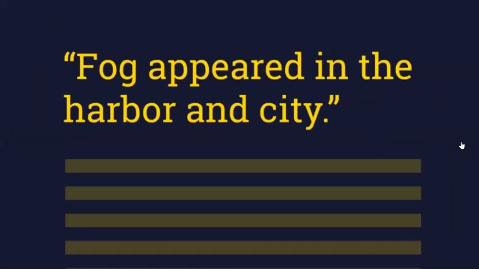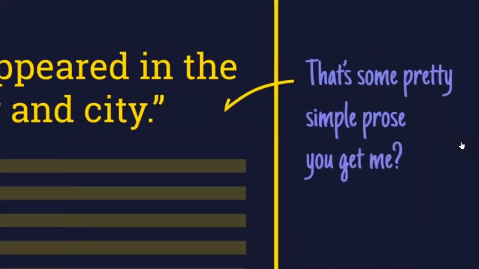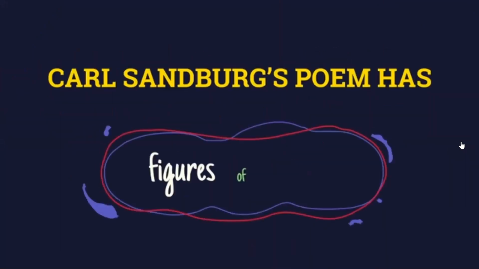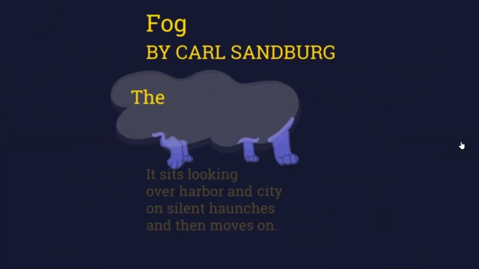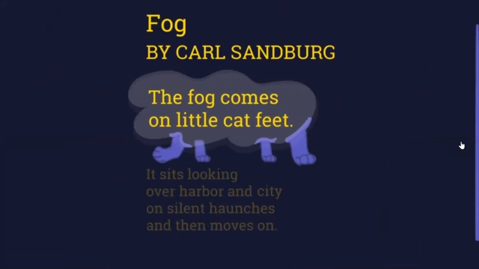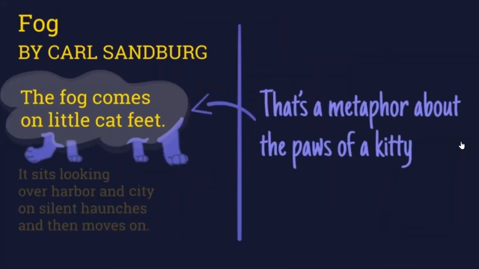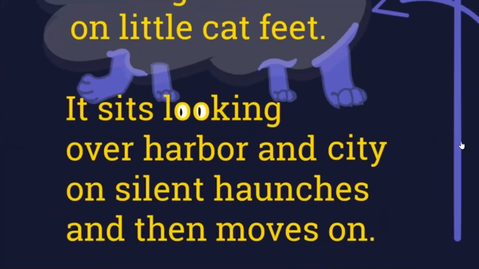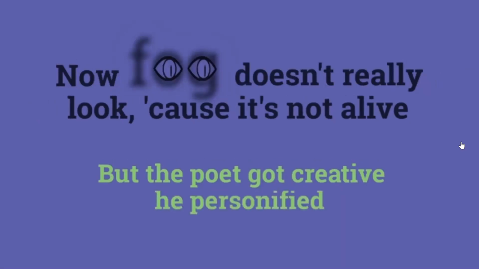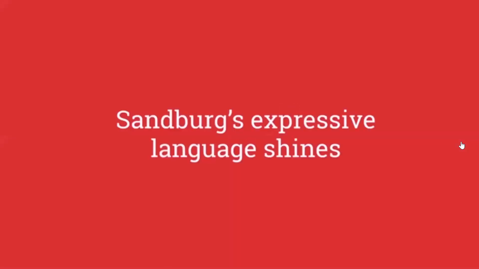Fog appeared in the harbor and city. That's some pretty simple prose, you get me? Carl Sandburg's poem has figures of speech. The fog comes on little cat feet. That's a metaphor about the paws of a kitty who sits looking over the harbor and city. Now, fog doesn't really look, because it's not alive, but the poet got creative. He personified. Sandburg's expressive language shines.